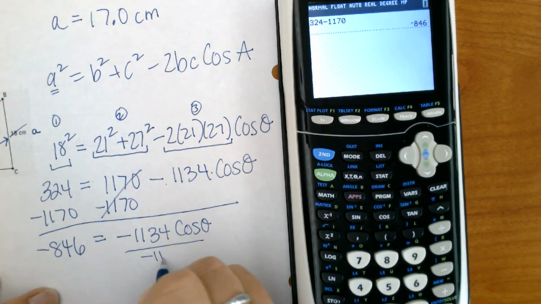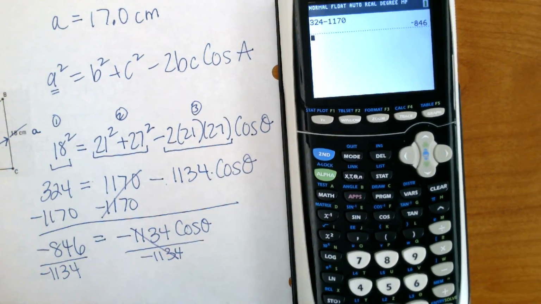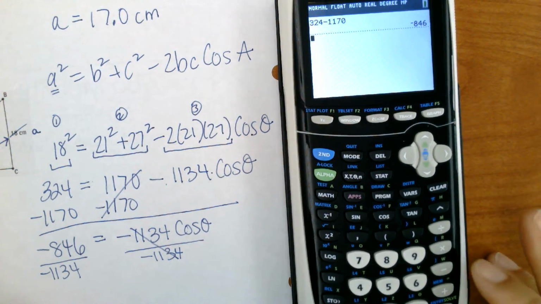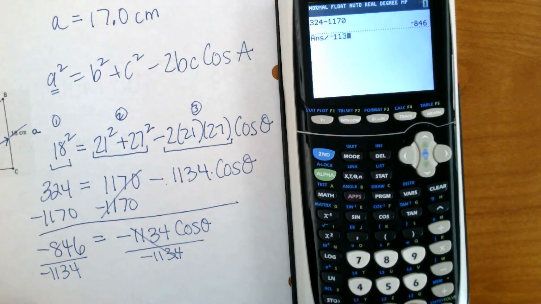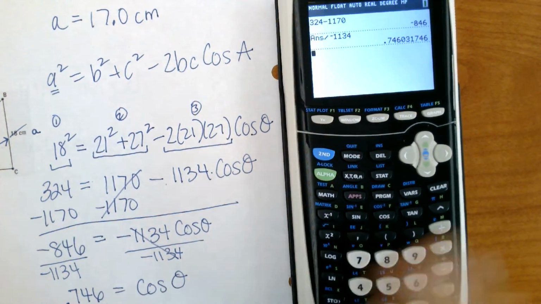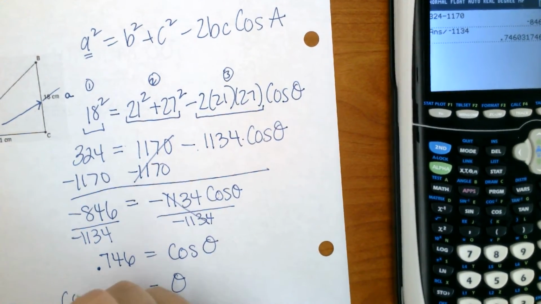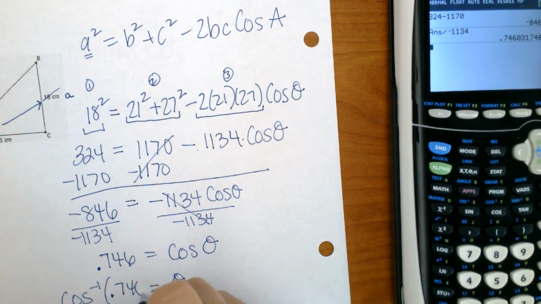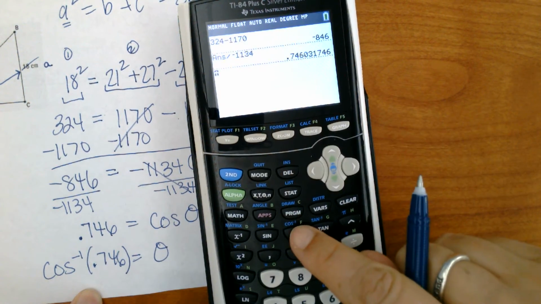So since it's being multiplied, we are going to divide it by both sides. Hopefully this is becoming less intimidating, and you're realizing that we've done these steps many times. So negative 846, if you just press the division symbol, it comes down. Negative 1134. I get 0.746 equals cosine of theta. And now to solve for an angle measurement, that's right, to solve for theta, I have to do the inverse so that I could get inside the triangle. So I'm going to do the inverse of the answer that I have here. And on my calculator, I'm just going to press second cosine.